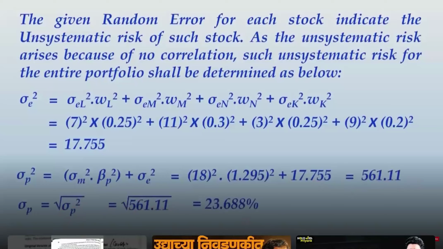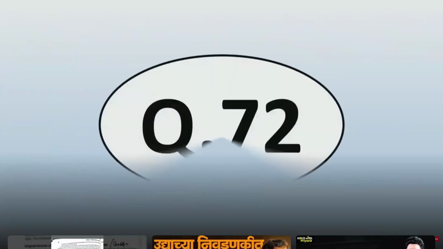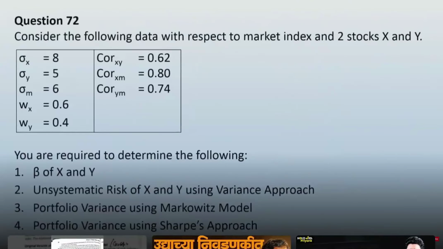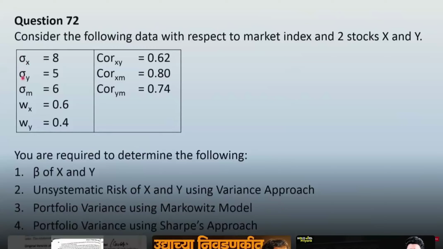Let us take up another very important question. Coming up next is question number 72. चलिए पढ़ते हैं क्या दिया है यहां पर. कंसिडर द फॉलोइंग डेटा विथ रिस्पेक्ट टू मार्केट इंडेक्स एंड टू स्टॉक्स एक्स एंड वाई. आपको क्वेश्चन के इंफॉर्मेशन में स्टैंडर्ड डेविएशन ऑफ एक्स यानी सिग्मा एक्स दिया हुआ है, सिग्मा वाई दिया हुआ है, सिग्मा एम दिया हुआ है, डब्ल्यू एक्स डब्ल्यू वाई, कोरिलेशन बिटवीन एक्स एंड वाई, कोरिलेशन बिटवीन एक्स एंड मार्केट, कोरिलेशन बिटवीन वाई एंड मार्केट. You are required to determine the following: beta of x and y, तो ये तो आप easily find कर सकते हैं.